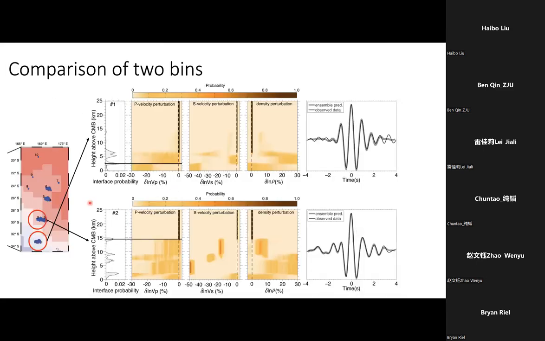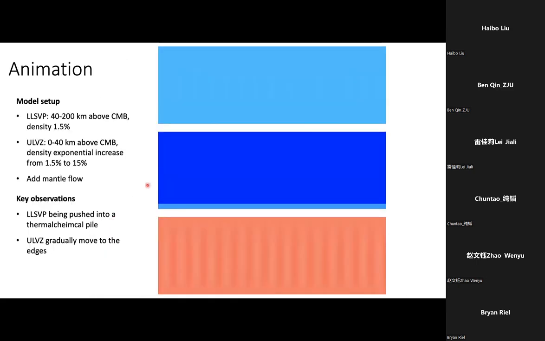Another important observation from their study is that the thickness of the ULVZ is thicker near the edge of the LLSVP, whereas the thickness thins towards the interior and outside the LLSVP. This is an important conclusion of this paper, and we will come back to that point later. So that's the seismic observation part.